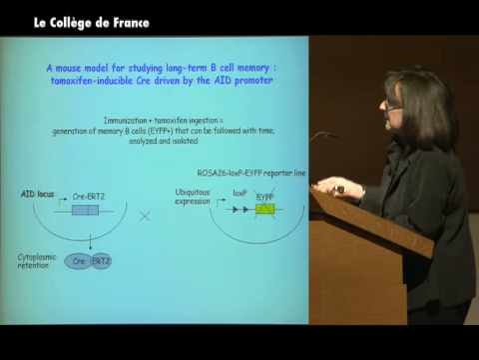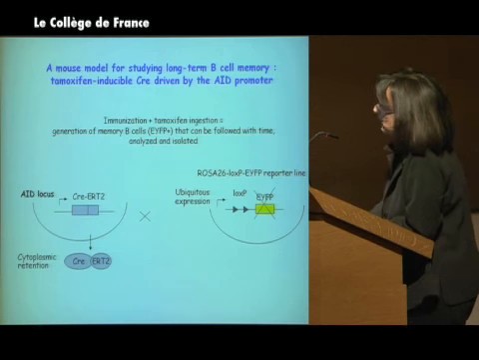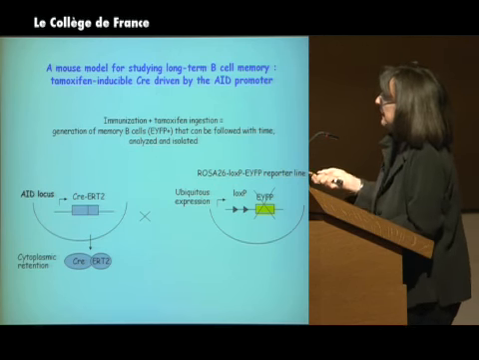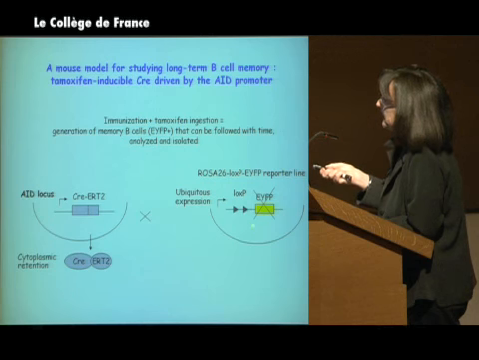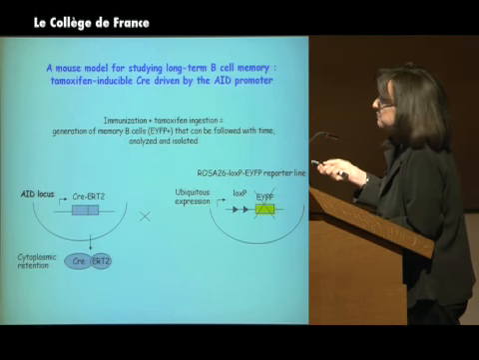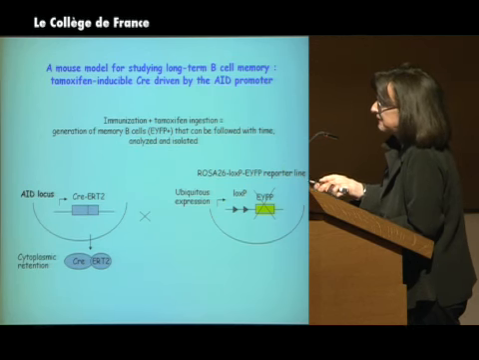And so we use a very classical system, which is the Rosa LoxP-YFP reporter line, in which the expression of the fluorescent dye, which is a yellow fluorescent protein, is prevented unless you have a sequence that is excised by the Cre recombinase enzyme.